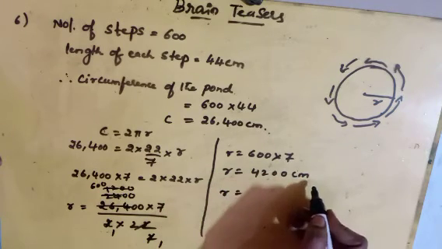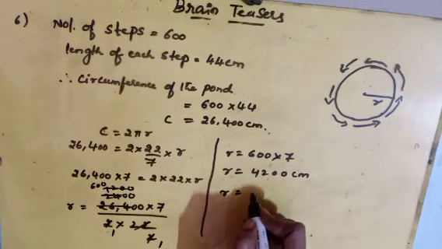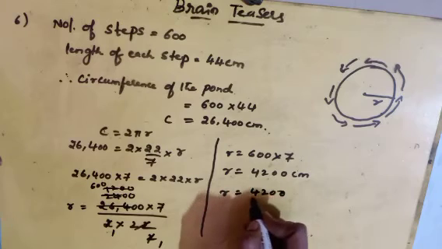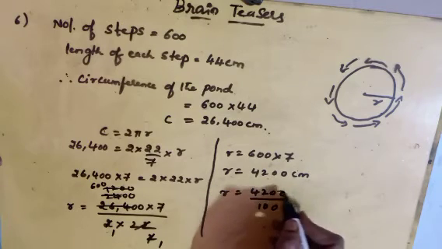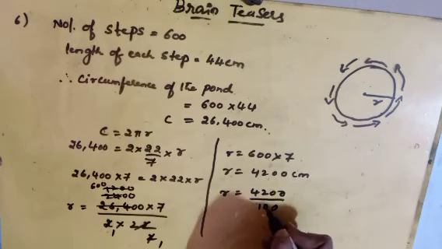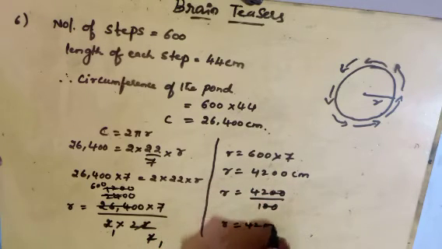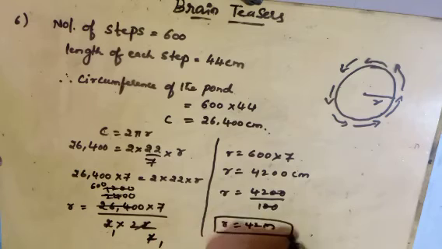This centimeter we have to convert into meter. So divide 4200 by 100 to convert into meter. 00 cancel. Therefore r equals 42 meter. We got the radius r equals 42 meter.